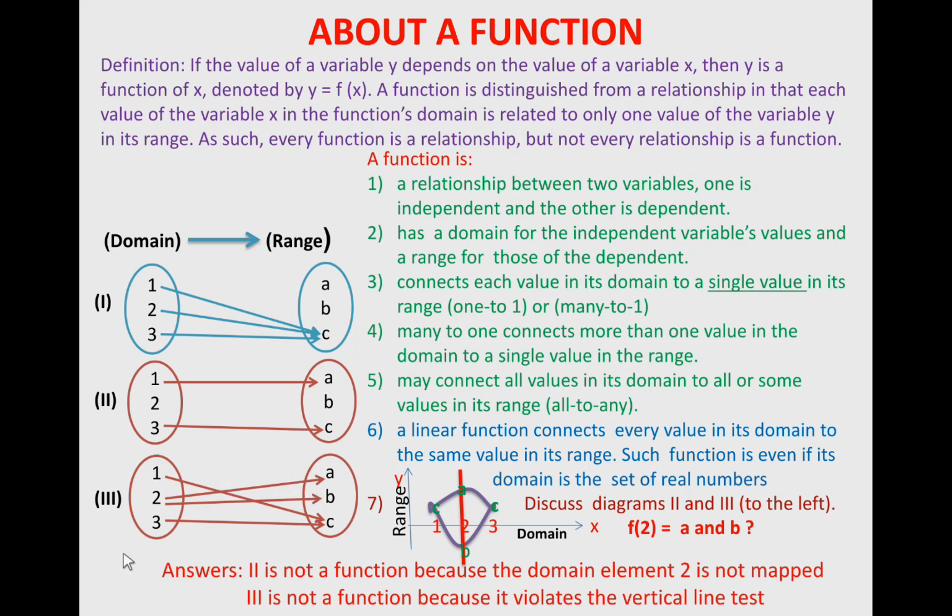Let's just go ahead and summarize. For diagram number 2, the answer is that it's not a function, it's a relationship, because the domain element 2 is not mapped. We've explained that. For example 3, we said it's not a function because it violates the vertical line test. The vertical line test proves that the vertical line meets the function at 2 points, which is not allowed. So it's not a function, it's a relationship.